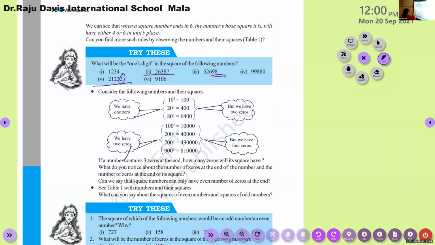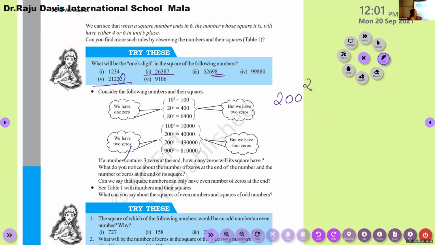Now, about the square of numbers having zeros. Suppose 200 square. How many zeros will be there in the square of 200? Albin, how many zeros will be there in the square of 200? In 200, how many zeros? 2. Good. So in its square, how many zeros will be there?